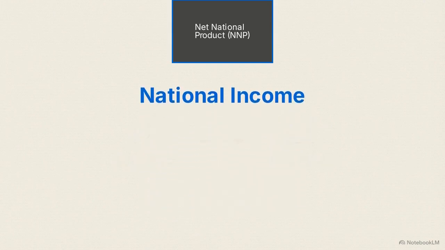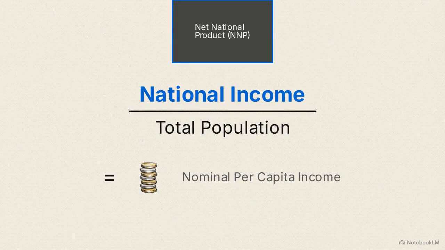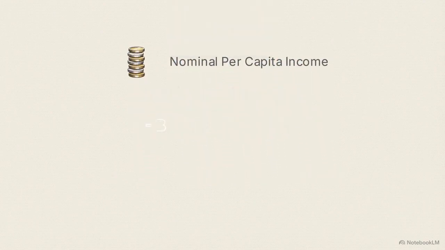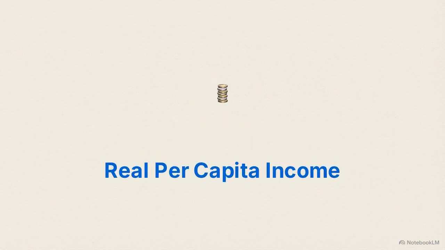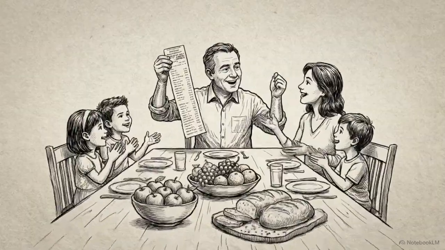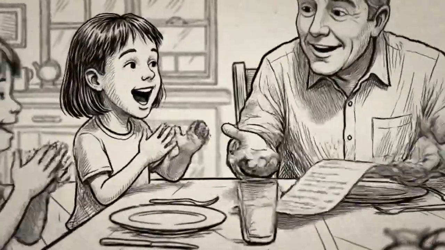To translate this massive national figure into a measure of individual wealth, policymakers divide NNP at factor cost by the total population. The result is nominal per capita income. However, this figure contains a structural flaw. It ignores the invisible tax of inflation, which quietly erodes the actual buying power of that income. To correct this, economists subtract base year inflation from the nominal value, leaving us with real per capita income. Real per capita income is the rigorously filtered metric required to determine an individual citizen's actual standard of living and purchasing power.